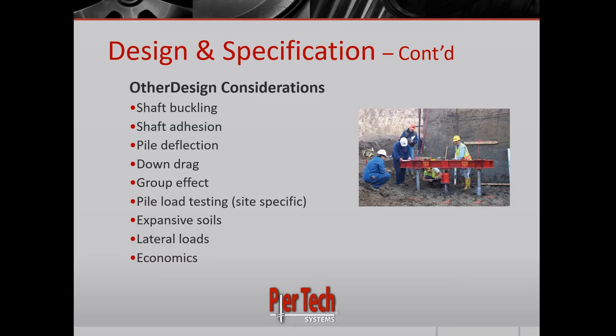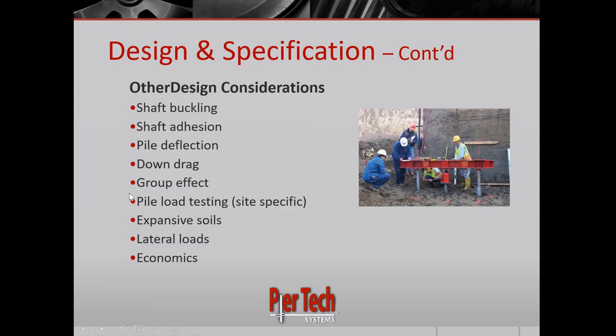Next, you have down drag. Down drag can occur when you have a very large layer of fill and it starts to collapse over time and add additional skin friction on the pile. So it's quite negligible with the smaller diameter helicals.